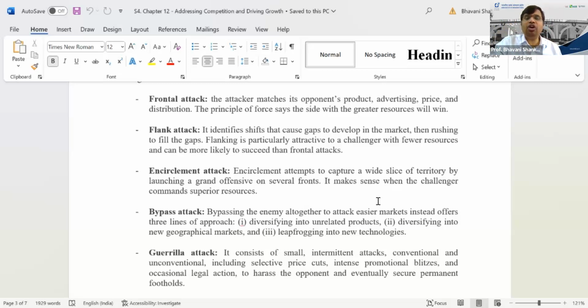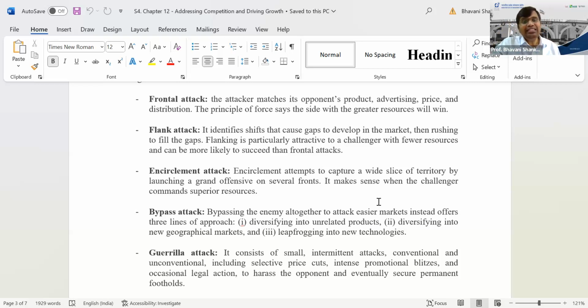Then flank attack. It identifies a shift that causes a gap to develop in the market, then rushes to fill that gap. India was growing, but Surf was stuck with only a middle class audience. So Karsanbhai Patel identified that there is a lower middle class which cannot afford Surf. There was this crack which was not identified by Unilever, but was identified by Karsanbhai Patel, and he launched Nirma detergent powder to fill that gap. Thereby he created one more segment, and he gave an idea to a multinational corporation to launch a product like Wheel or Rin Shakti.